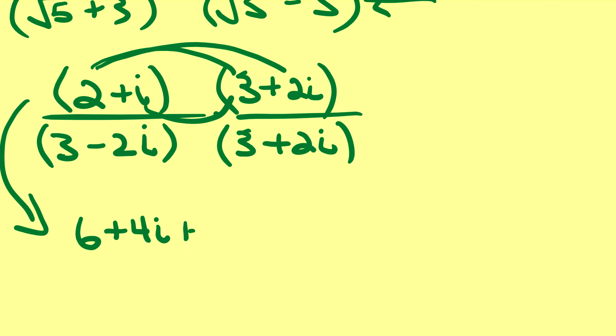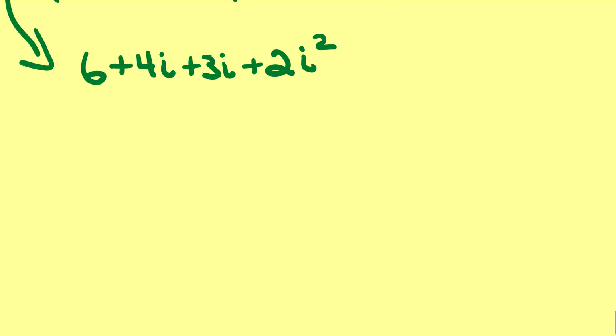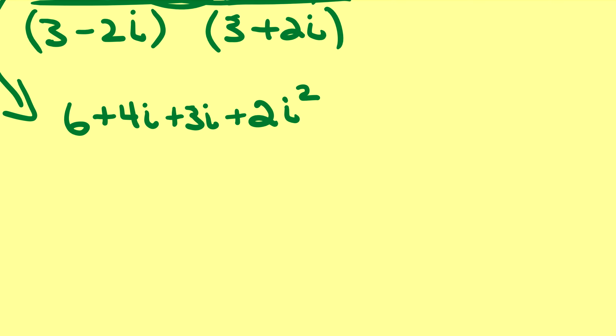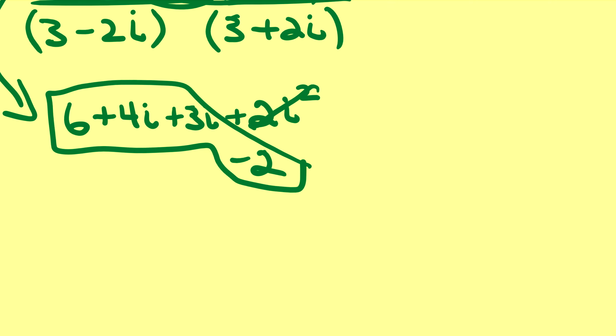I times 3 is positive 3i. And I times 2i is positive 2i squared. Okay, I can make my notations here to say this is negative 1 times 2, which is negative 2. All right, so when I combine this portion here, now that I changed 2 times i squared to be negative 2, I'm going to have 6 minus 2 is 4, plus 4i and 3i is 7i. All right, so that's my numerator.